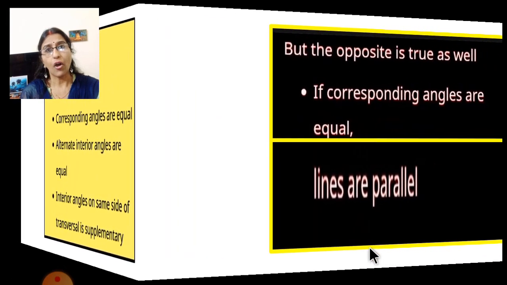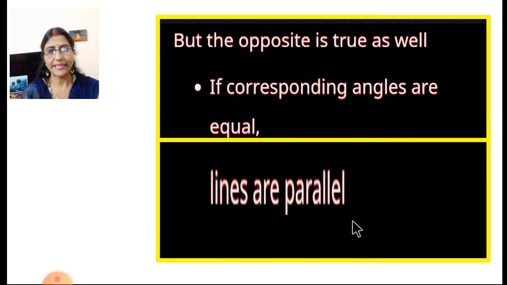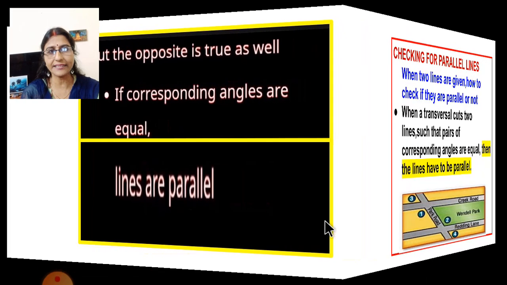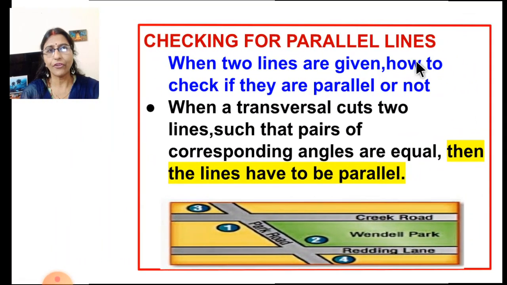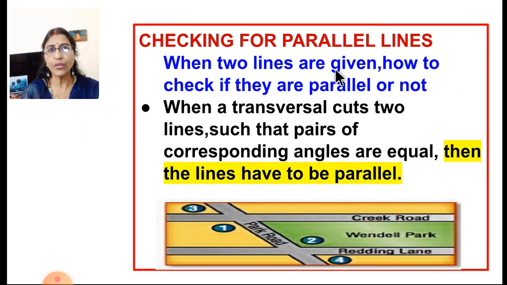Now, the opposite is true as well. That means if corresponding angles are equal, then the lines are parallel. Let us understand this. Checking for parallel lines: when two lines are given, how do we check if they are parallel or not? When a transversal cuts two lines such that pairs of corresponding angles are equal, then the lines have to be parallel. Now this is a picture of a road map.